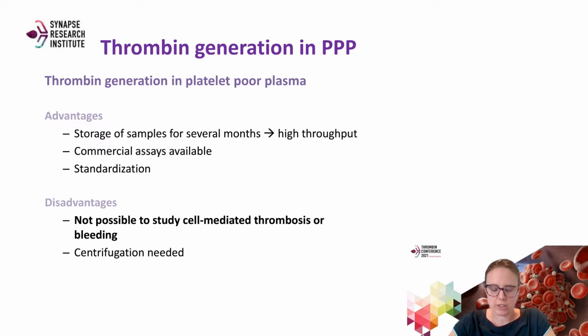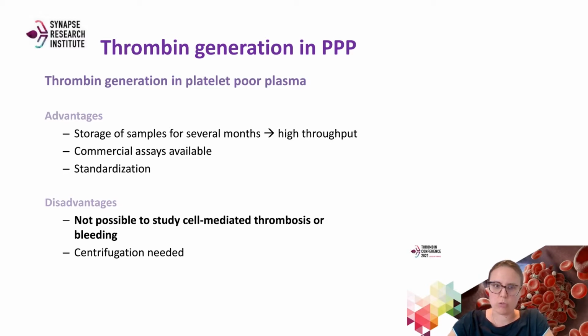Measurement of thrombin generation in platelet-poor plasma has several advantages compared to measurements in platelet-rich plasma and whole blood. Samples can be collected and stored for several months or even years, and this allows batch-wise measurement at high throughput. Additionally, several commercial assays are available, and great effort has been made to standardize the assays.